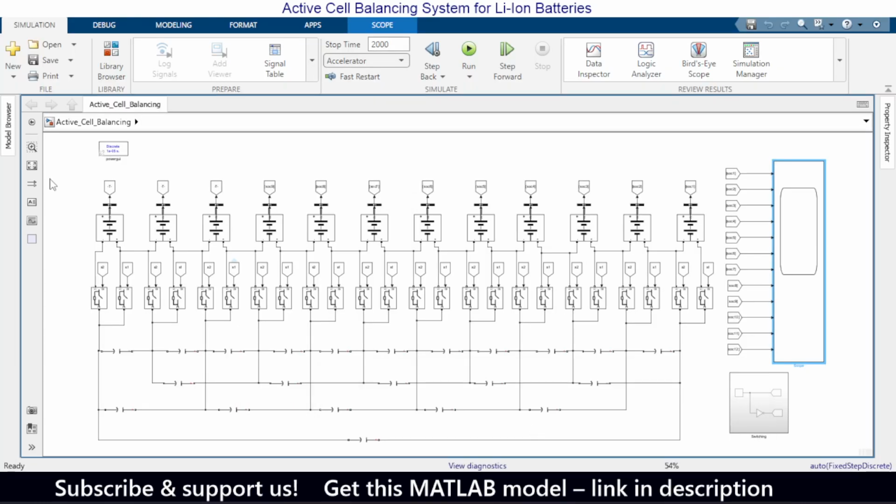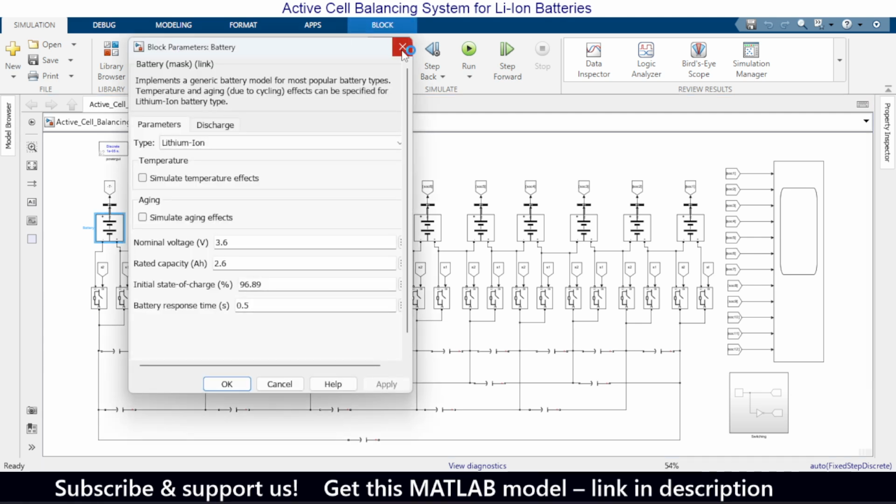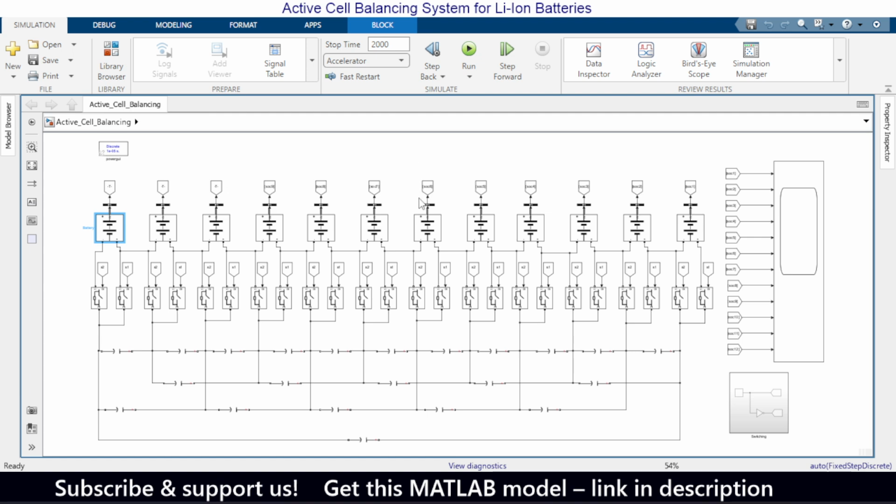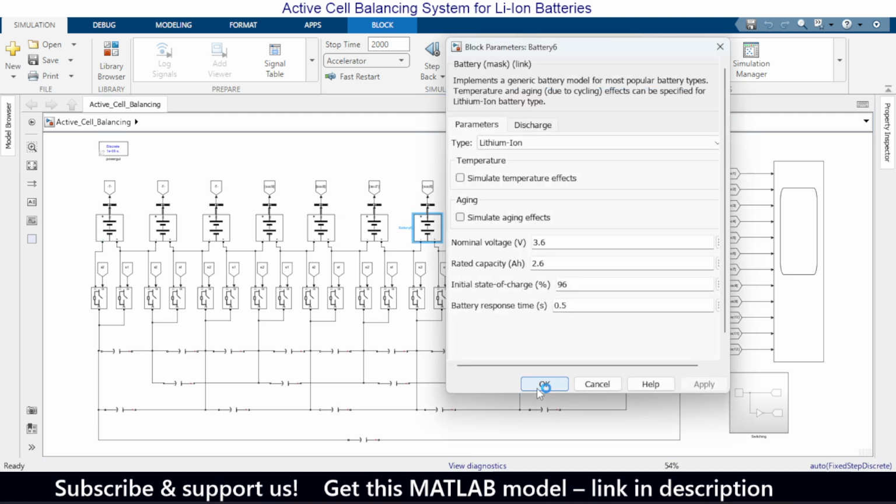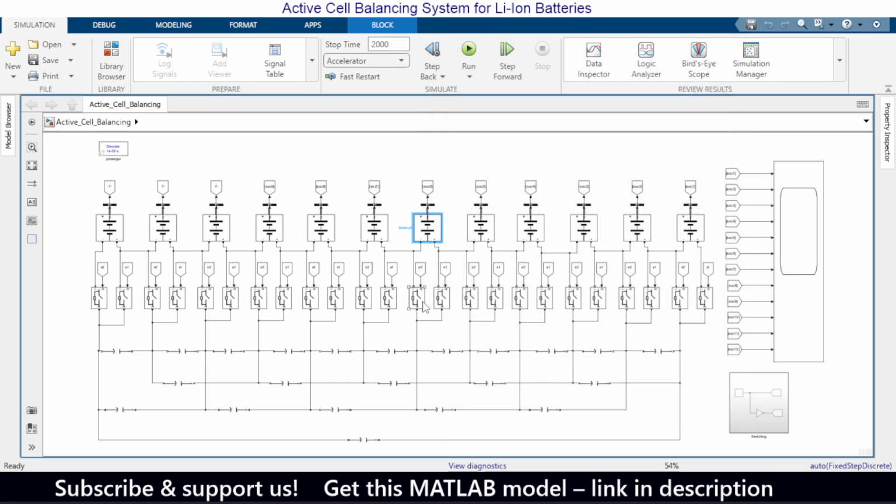Let us get into this simulation. Here we have different batteries, and different batteries will have different SOCs. Here we have the contactors and here we have the capacitors connected. Here we have one additional capacitor connected across all the other capacitors, and here we have the switching pattern or switching logic. Through this switching logic, all the switches will be switched. It is simulated for a duration of 2000 seconds.